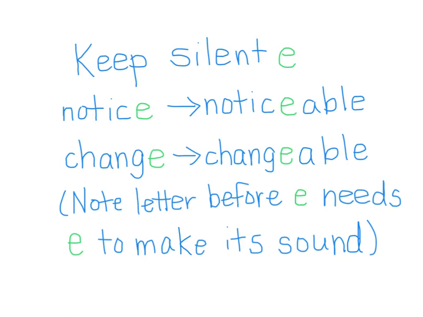In order for C and G to get a soft sound, it must be followed by either an E or an I, or sometimes a Y. So I'll need to keep that silent E in order to keep my soft sound for C and G.